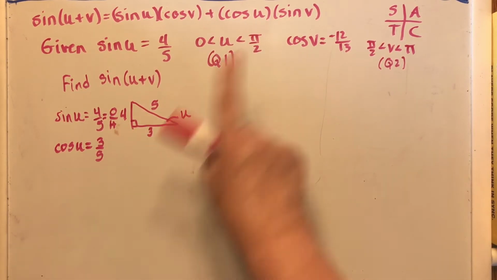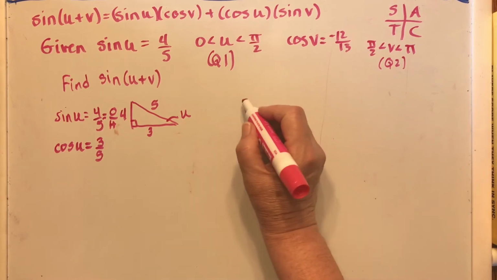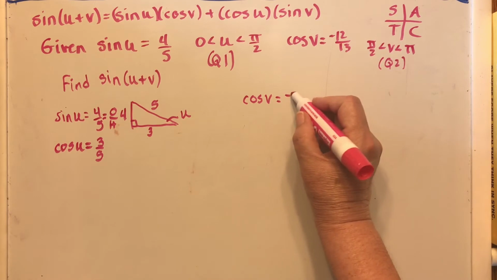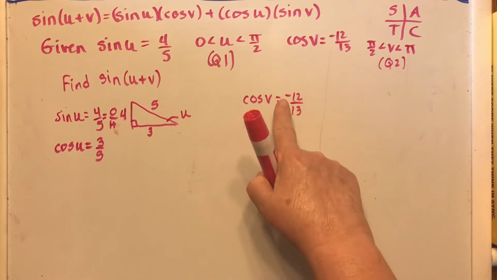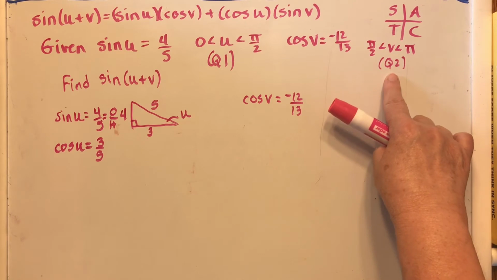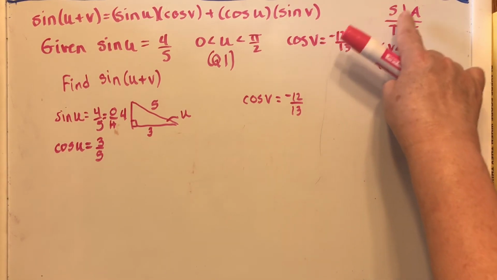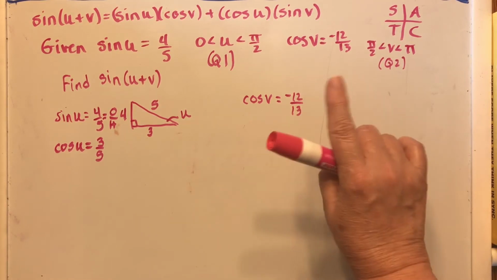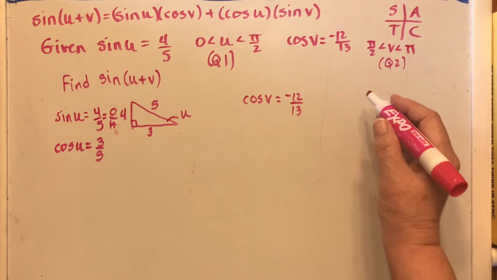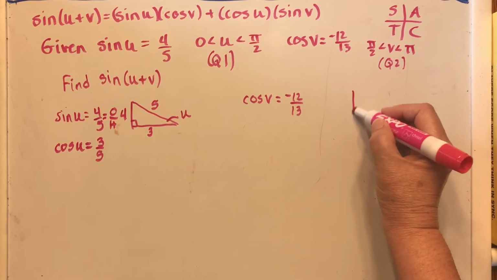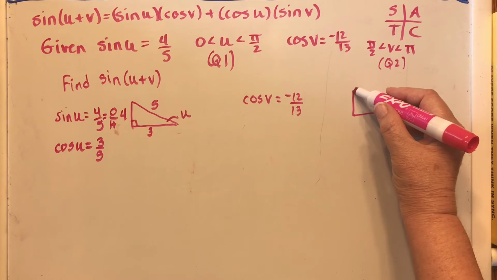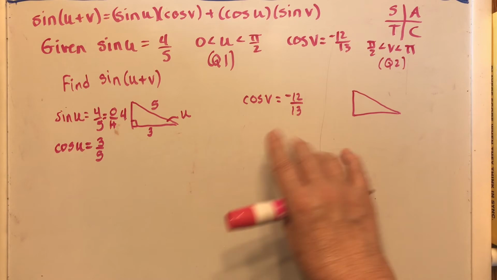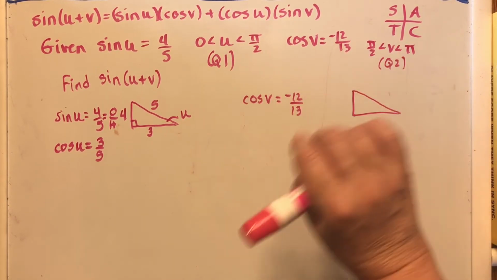So now we need to know the sine of v. Well, they gave us the cosine of v. So the cosine of v is negative 12 over 13. And notice it's negative, but that's because we're in quadrant 2. V is in quadrant 2, and in quadrant 2, cosine is negative. Now, when we draw these right triangles, you always want to draw them without any negative values. The sides of triangles are always positive values. You'll get back to the positiveness or negativeness of your answer by what quadrant that angle is in.